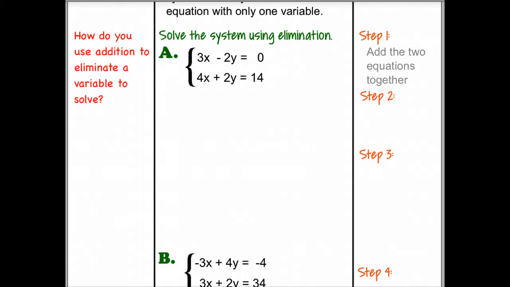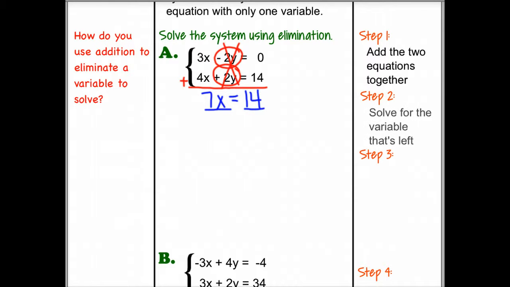our first step is going to be to add the two equations together. I notice here that I have a negative 2y and a positive 2y. So if I add these two equations together, these are going to drop out because a negative plus a positive is 0. This gives me 7x, and 0 plus 14 is 14. Then I can divide by 7, solving for the variable that's left, which gives me x equals 2.